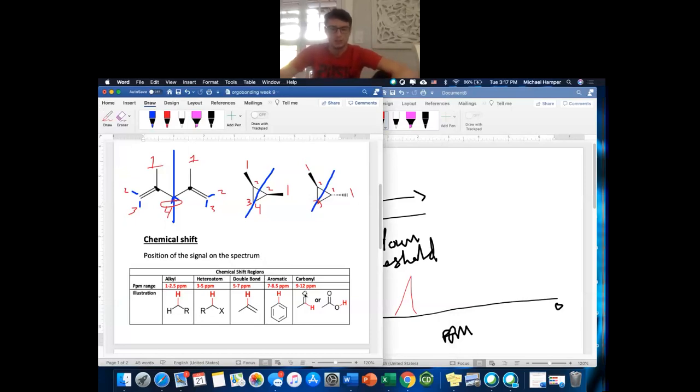Or simply just carbons, and there's nothing to de-shield the hydrogens from. So that's as much as you need to know, really.